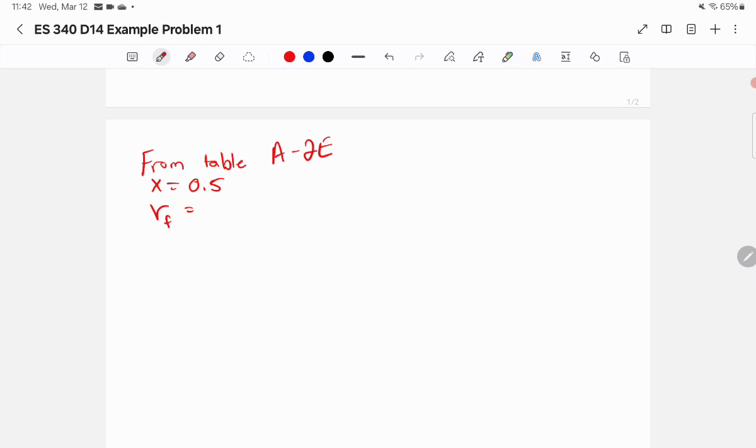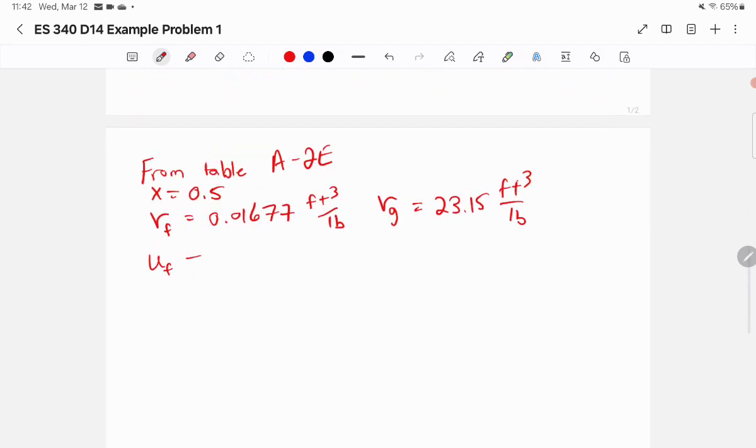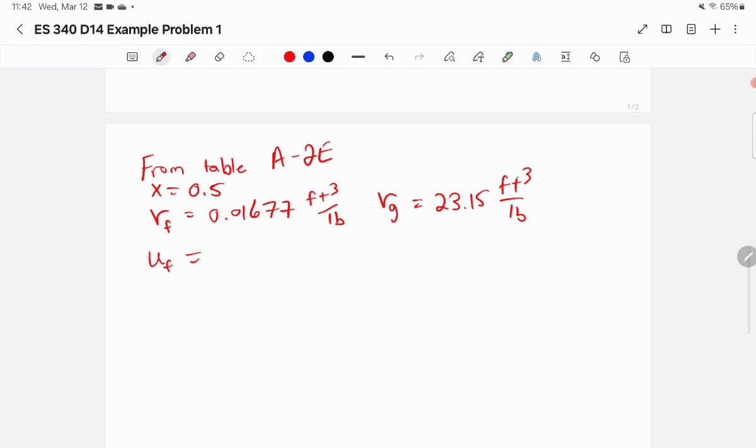vf is equal to 0.01677 feet cubed per pound. That's just coming off of the table here. vg is equal to 23.15, again, feet cubed per pound. uf, that's the internal energy, because we're going to need the internal energy to find the work here. uf is equal to 188.2 BTUs per pound.